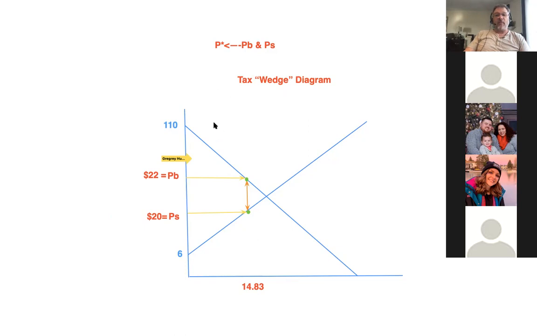This area up here would be the consumer surplus after the tax, this little triangle. It's the area below the demand curve, above the price the buyer pays, and to the left of the quantity that they purchase.